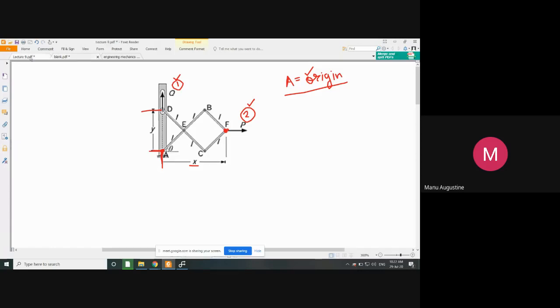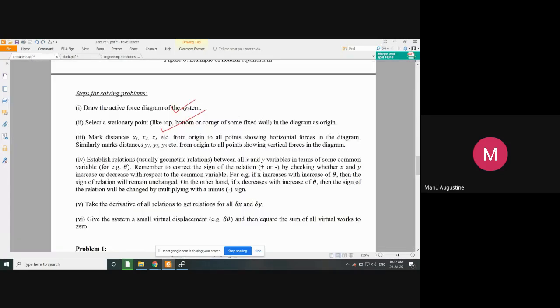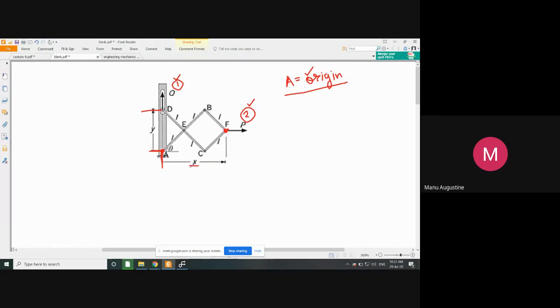So this step is also complete, that you selected an origin, and from the origin you marked the distances as variables. The x variables of all the horizontal forces are marked as x, and all the vertical force distances are marked as y. So this step is also complete because I have marked x and I have marked y. Now let us go back and see what is the next step.